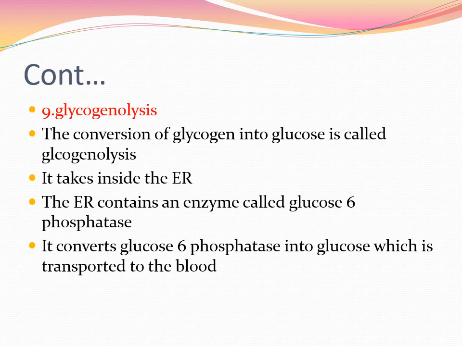Next function is glycogenolysis. Glycogenolysis means the conversion of glycogen into glucose. It takes place inside the endoplasmic reticulum. The endoplasmic reticulum contains an enzyme called glucose 6 phosphatase, which is involved in glycogenolysis. This enzyme converts glucose 6 phosphate into glucose, which is transported to the blood. So this glycogenolysis mechanism takes place in the endoplasmic reticulum.